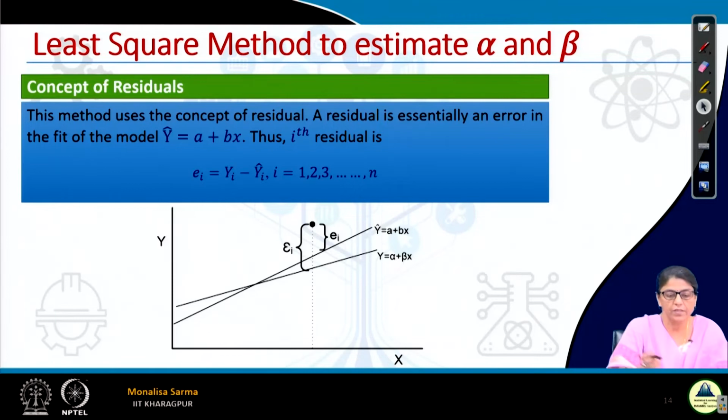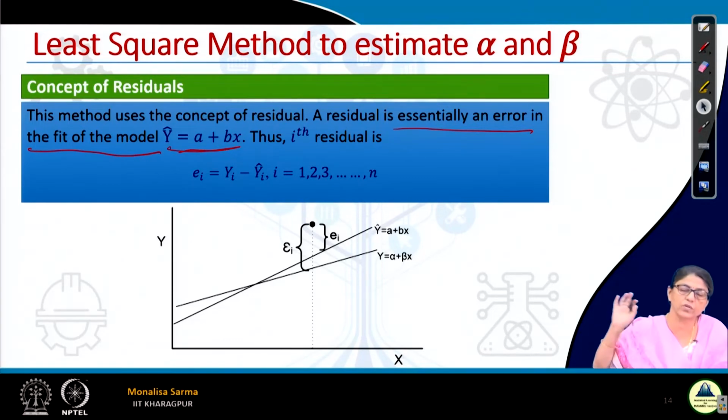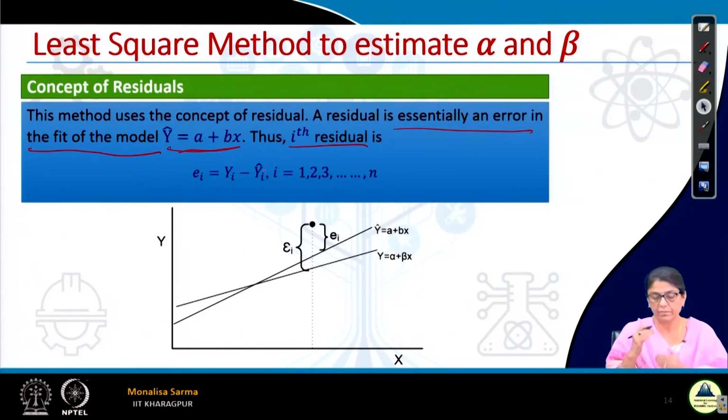What is a residual? A residual is essentially an error in the fit of the model. My predicted line is this. What is my actual line? The actual line is y is equal to alpha plus beta x. From these two lines I get a residual. Thus the ith residual is e of i, which is y of i minus y of i cap. That means the difference between these two: this is my actual line, this is my predicted line, and the residual is the difference between them. This portion is my residual e of i. So when can I say that the value I have predicted is a good fit?